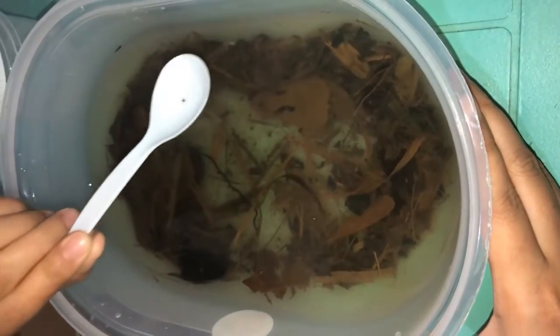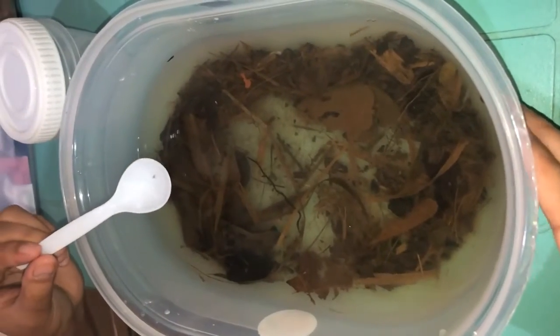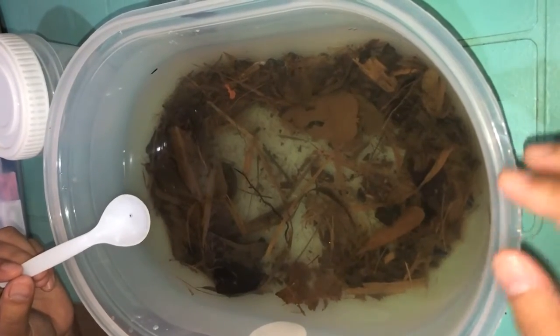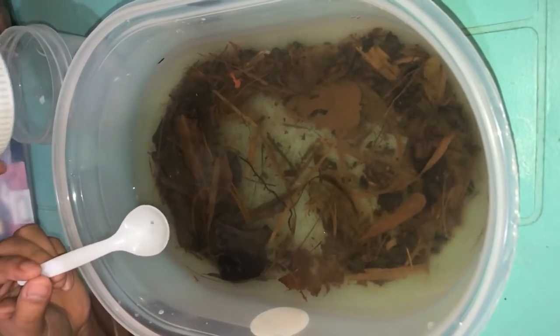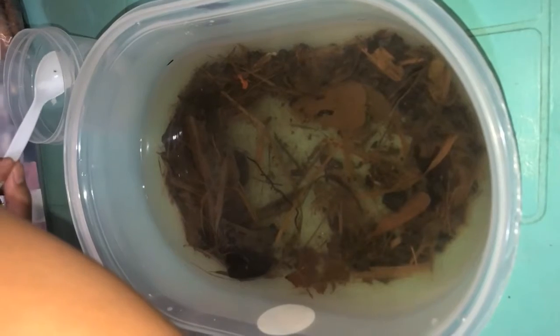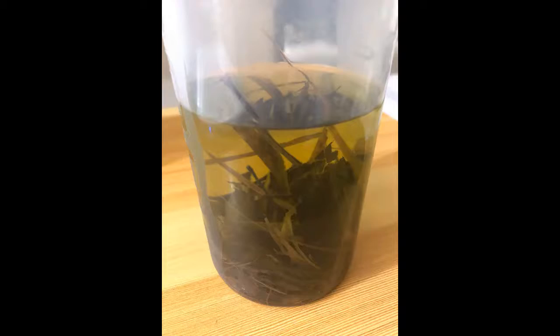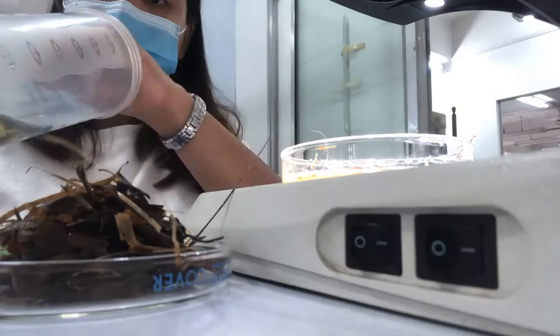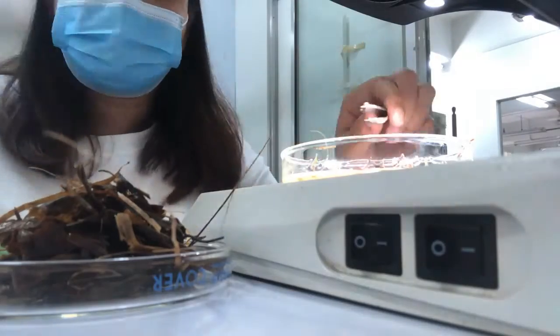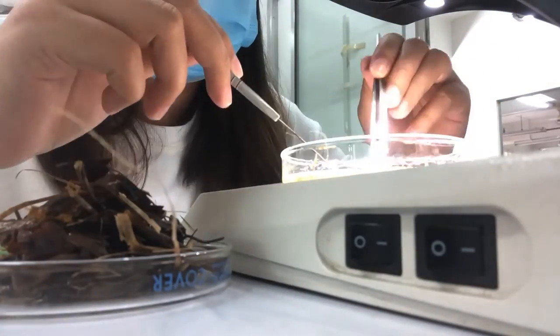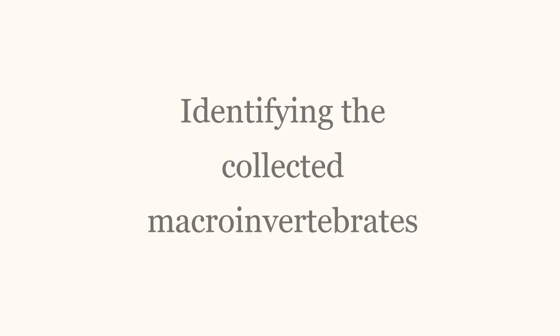Transfer the sorted macros from the container to another container filled with 95% alcohol for preservation and identification. The rest of this debris is put in a separate container for thorough inspection later on in the lab.